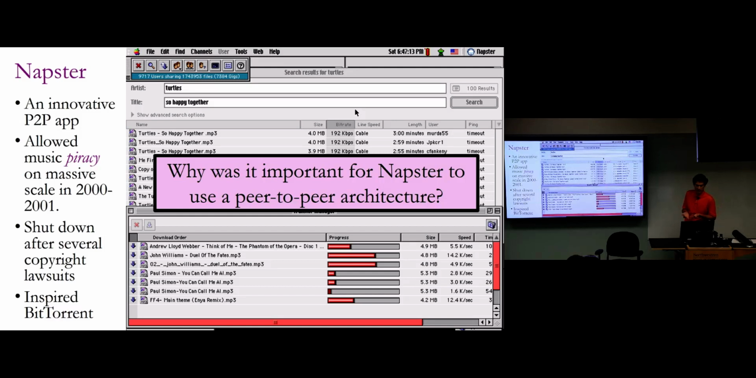Of course, it was shut down after copyright lawsuits, but this design was very innovative and inspired BitTorrent, which also is not necessarily always used for legal purposes, but is also a very technically interesting and useful protocol for legitimate reasons. So I wanted to ask, why do you think it was important for Napster to use a peer-to-peer architecture in its design?